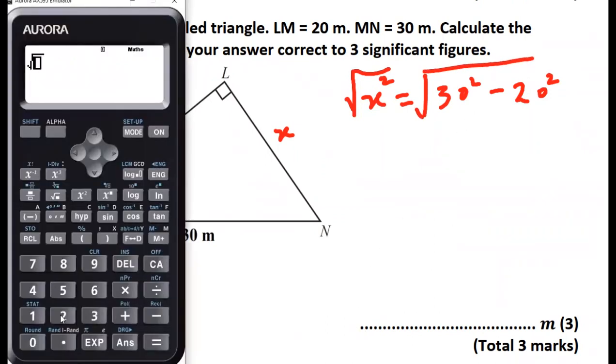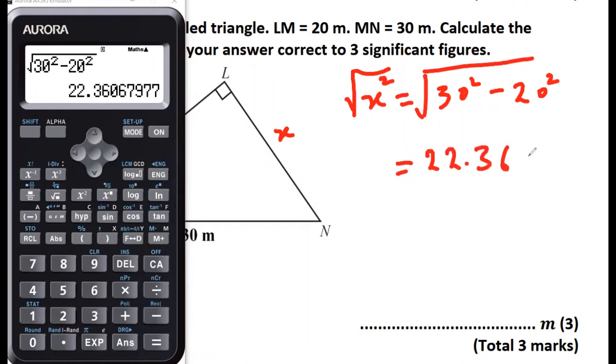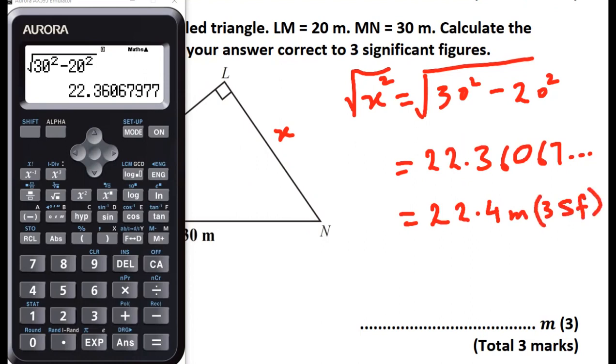Right, so square root of 30 squared, take away 20 squared, will give me 10 root 5, or 22.3606 and so on. And if we round this answer to 3 significant figures, we will get 22.4 meters, and this is correct to 3 significant figures.